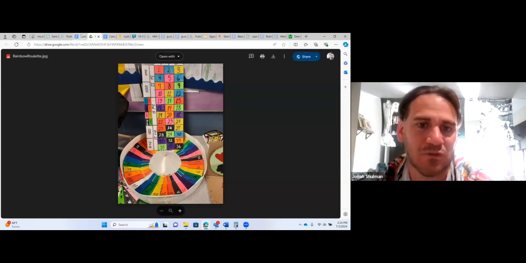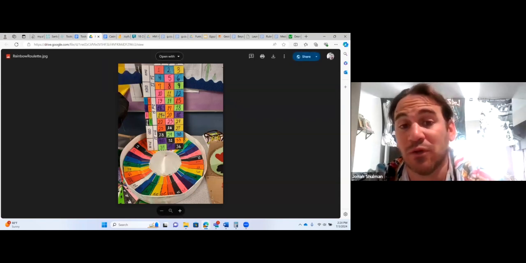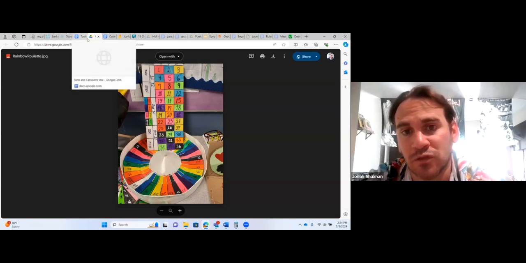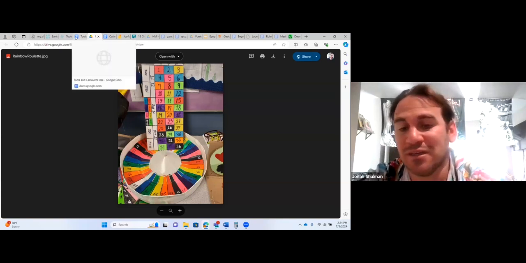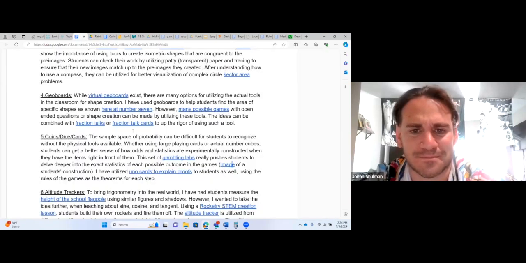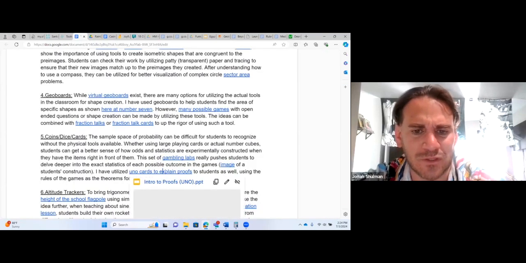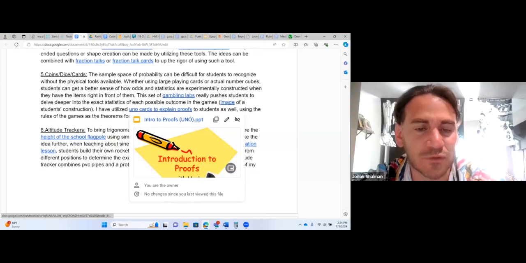There were tons of these though. They all came out good, but I would always display all of their work outside of the classroom so everybody could see everything that was going on so they could get more excited about math. I've also used Uno cards to explain proofs.